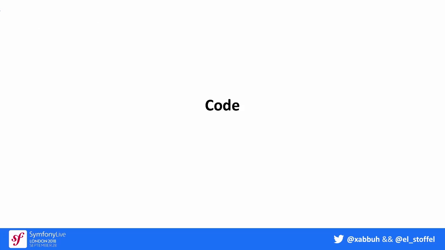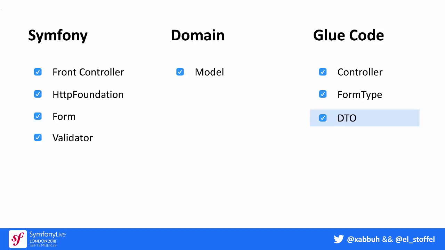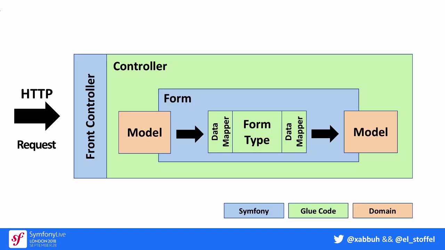Okay, quite simple, right? Maybe? On the code side, we had this before, and we switched out DTOs for Datamappers. So that was quite the same logic, just more moved to the form component. And we are not using the validator anymore, not directly. So the controller doesn't have to care about the DTO anymore, but we have to extend the form type with an additional Datamapper.